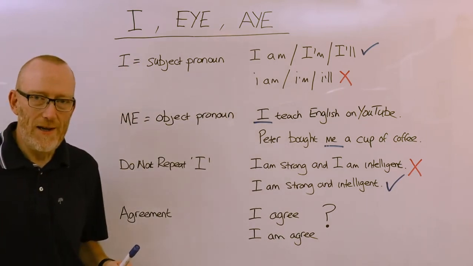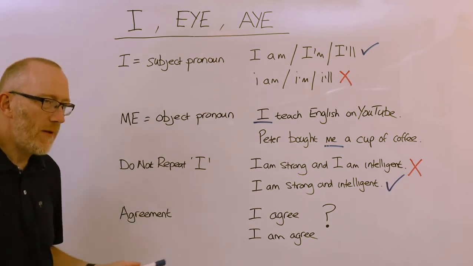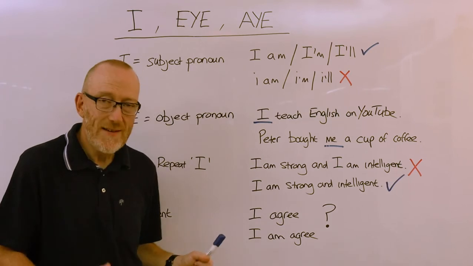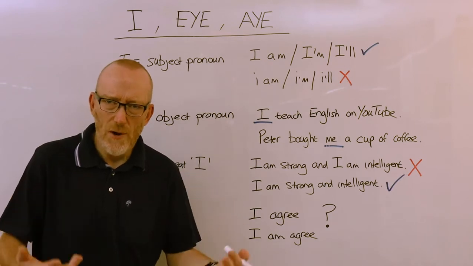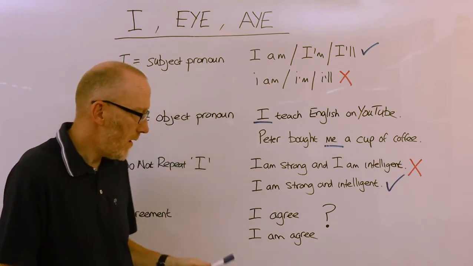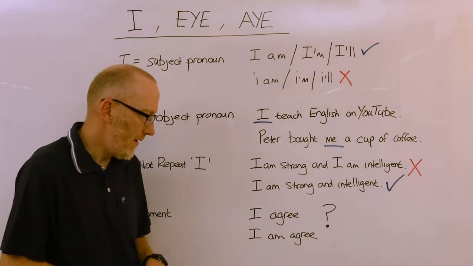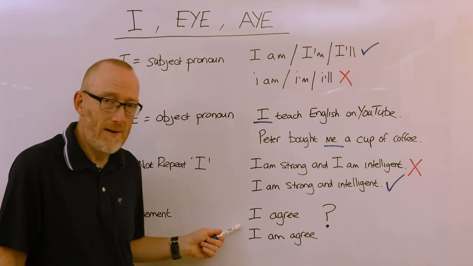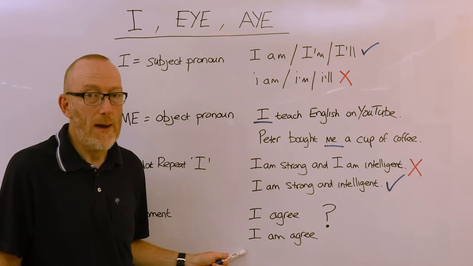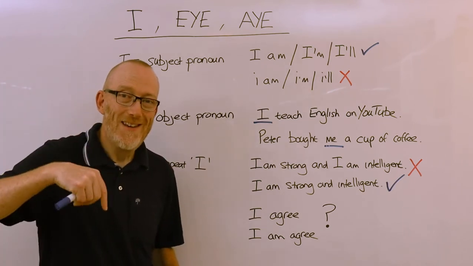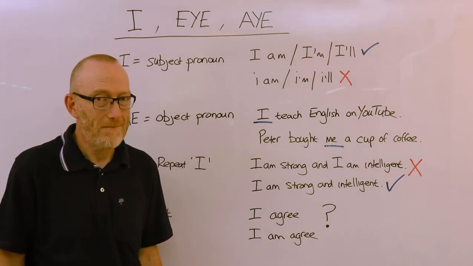Finally, I agree or I am agree. So when we're agreeing with something, okay, we need to express our agreement. So I agree, or I am agree, or even in a negative sentence. So my question for you guys, and I'm not going to tell you the answer to this question just yet, is which of these sentences is correct? Is it I agree, or is it I am agree? Leave a comment below the video to tell me which of these is correct.